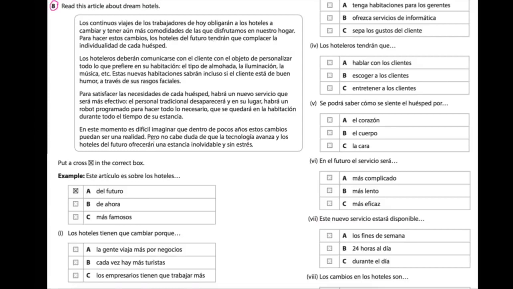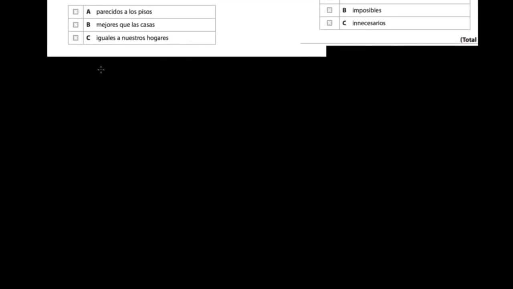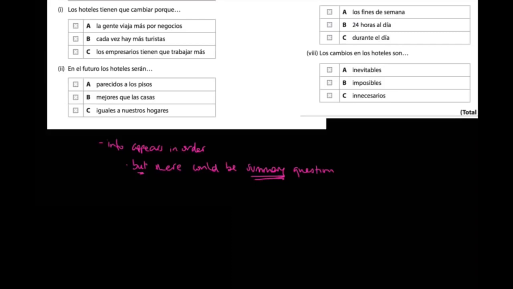So things to bear in mind, as is the case with most questions, again, remember that the info appears in order, okay? So there shouldn't really be any surprises, but remember there could be summary questions. And what do I mean by this? I mean questions where it's just asking you, like, what type of article is it?